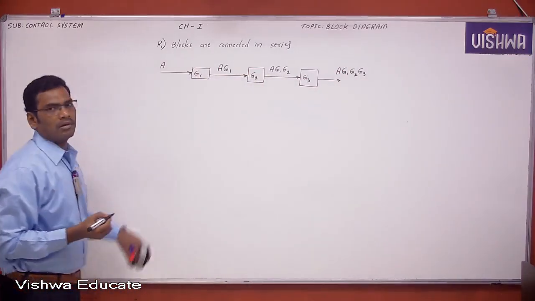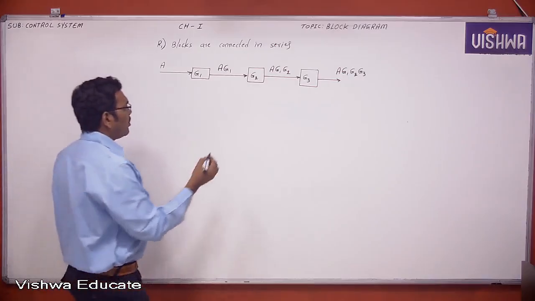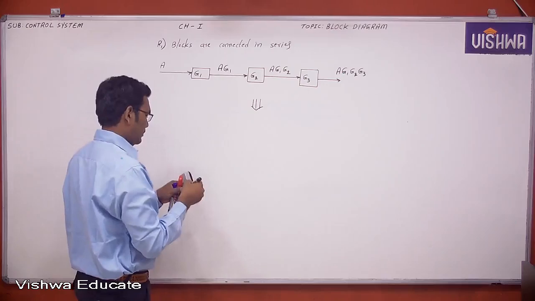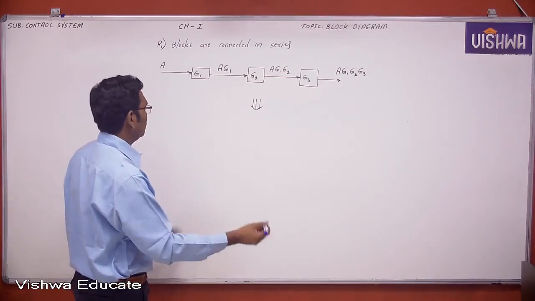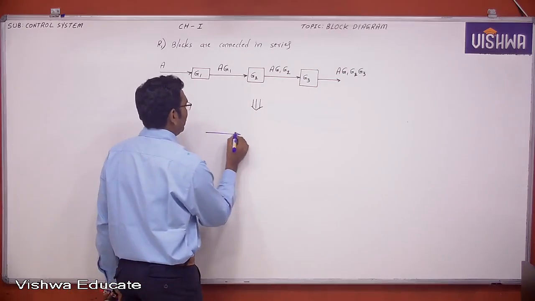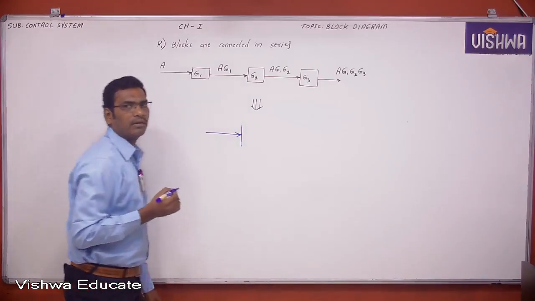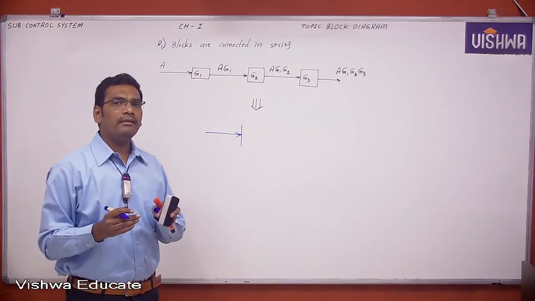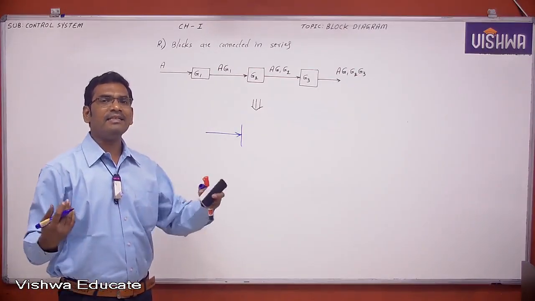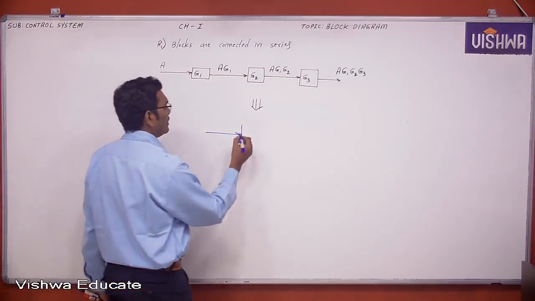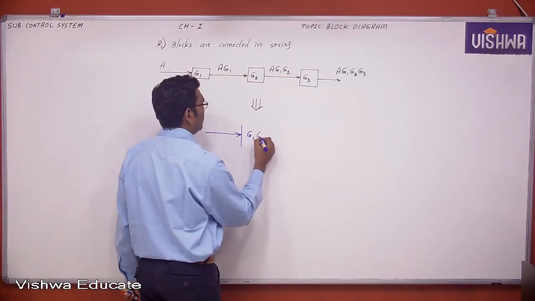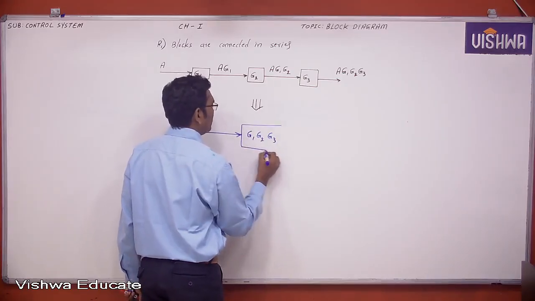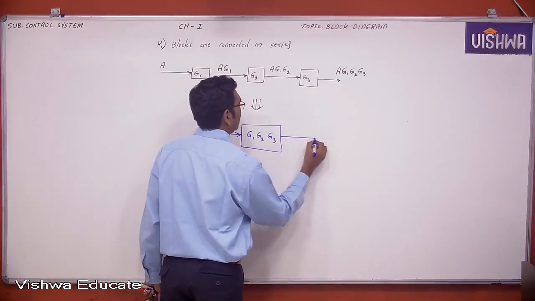Now, like this, the blocks are connected in series. When the blocks are connected in series, you can minimize the blocks like this. When blocks are connected in series, gains are in cascade, then the overall block gain is nothing but multiplication: G1, G2, G3.